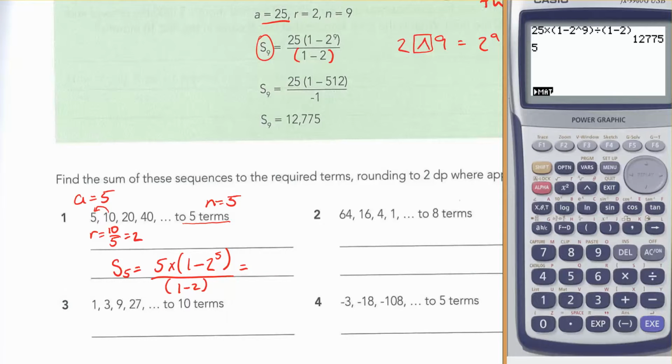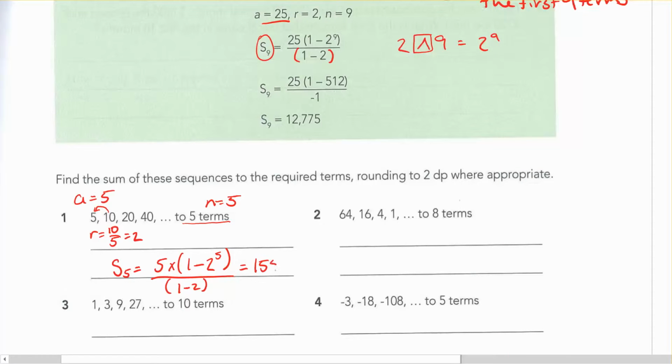So 5 times bracket 1 minus 2 to the power of 5 divided by 1 minus 2. 155. Okay. So with each of these, again, find your a, find your r, find your n.